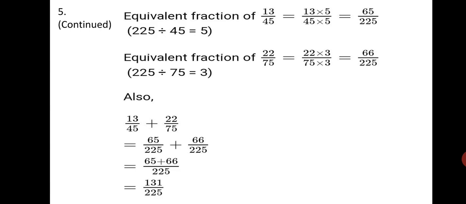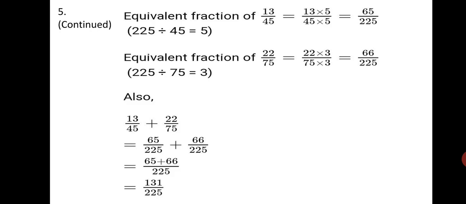Similarly, equivalent fraction of 22 upon 75. Now 75 you want to make it 225. So 225 you roughly divide by 75, you get answer 3. That means when you multiply 75 by 3, you get the denominator 225. So we multiply this fraction 22 upon 75 by 3 in the numerator and denominator, which gives you 66 upon 225. So equivalent fraction of 13 upon 45 is equal to 65 upon 225, which is your first answer. Equivalent fraction of 22 upon 75 is equal to 66 upon 225, which is your second answer.